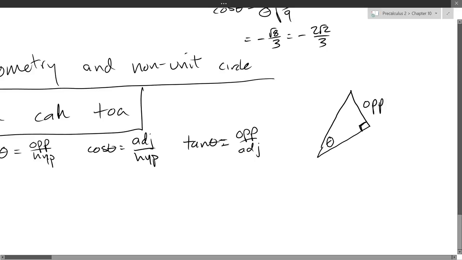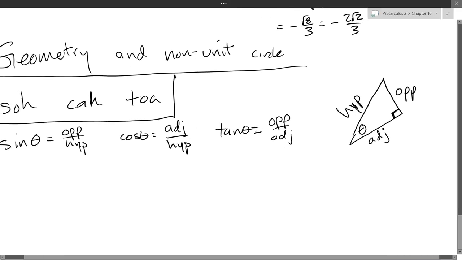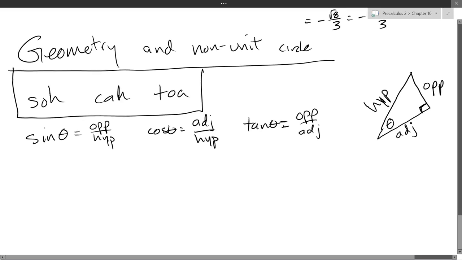The side that is opposite the right angle is the hypotenuse. And because that's the hypotenuse, we use the word adjacent for the other side. There are two adjacent sides, but we only call this one adjacent because the other adjacent side we actually call the hypotenuse. So if hypotenuse equals 1, you don't really have to divide by 1. So when your hypotenuse is 1, sine equals opposite, cosine equals adjacent.